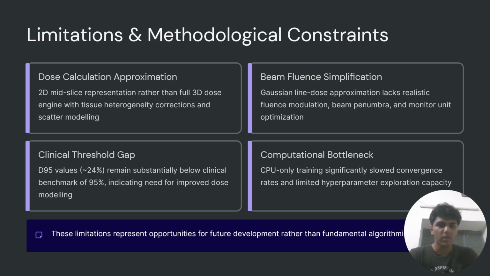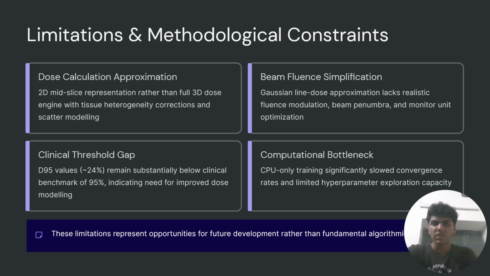Now we are going to talk about the limitations and the constraints with this model. So from what we have discussed till now, we know that RL can learn clinically meaningful beam placement behavior, but there are still a few intentional simplifications worth noting that make the problem computationally tractable in a research setting.